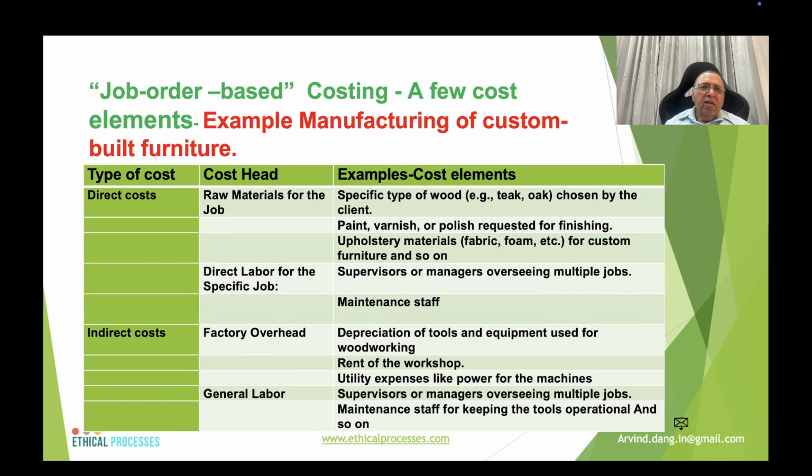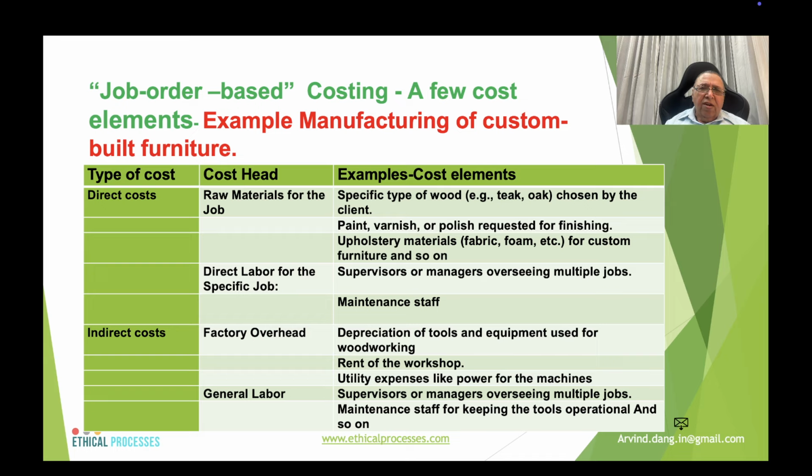Now let's look at the job order based costing example. Here let's look at the example of manufacturing custom built furniture. There are 2 types of cost: direct cost and indirect cost. The cost heads in column number 2 for direct costs are raw material for the job and direct labor for the specific job, and indirect costs are factory overhead and general labor.